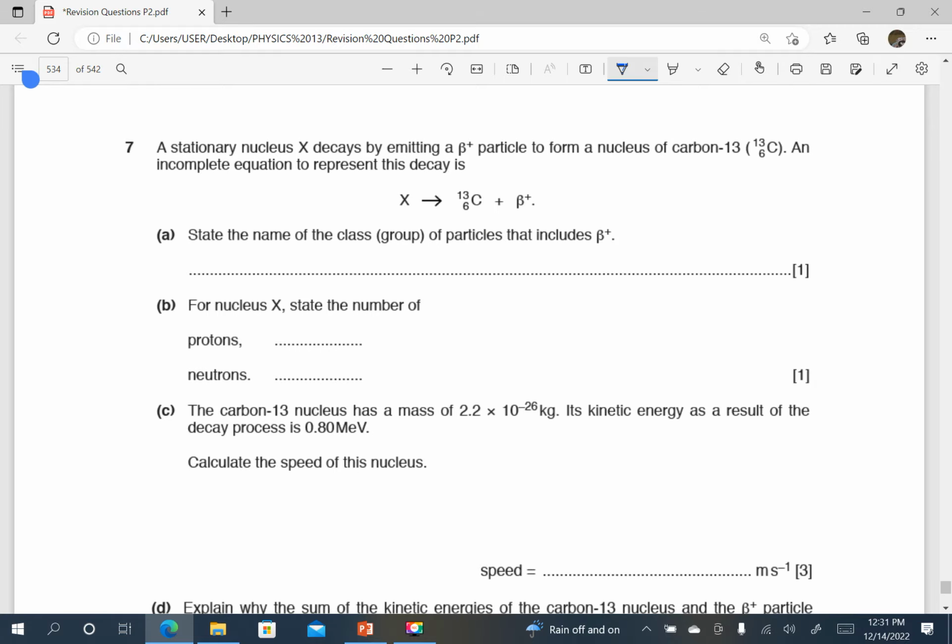A stationary nucleus X decays by emitting a beta plus particle to form a nucleus of carbon. An incomplete equation to represent this decay is X equals to that. State the name of the class of particles that includes beta plus. Of course, beta plus, that is lepton, or those are leptons.